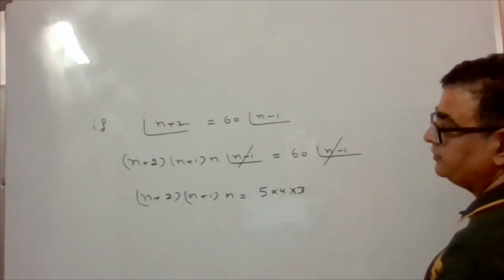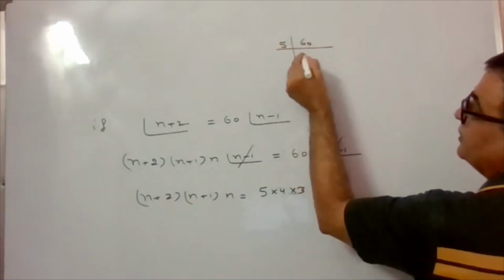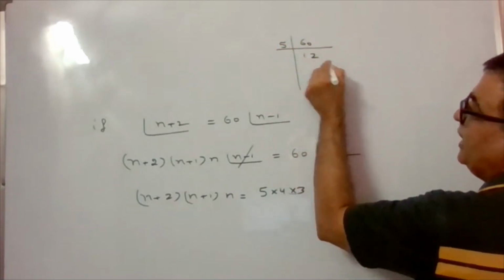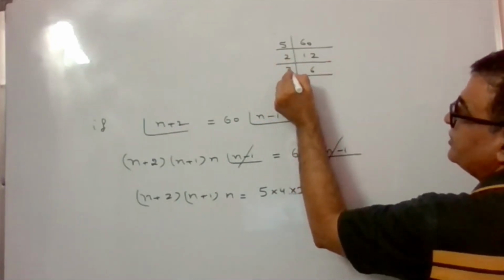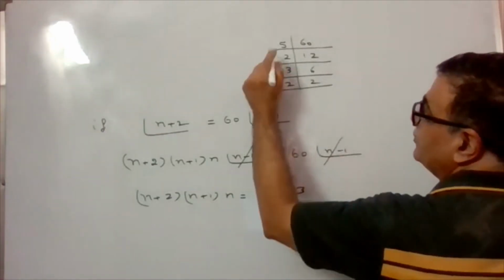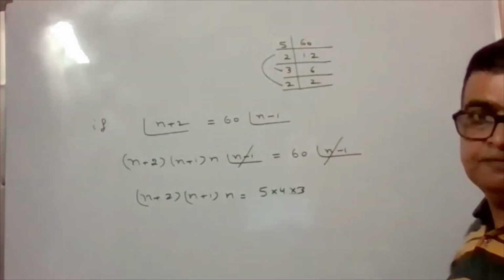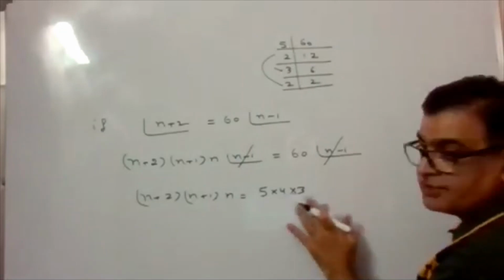You can check. Take the factors of 60. 5 times 12. Then 2, 6. Then 3, 2. And then 2. 3, number 1. Then 4. And then 5. So 3 numbers are clearly visible. So I'll write these. Sir, yes.